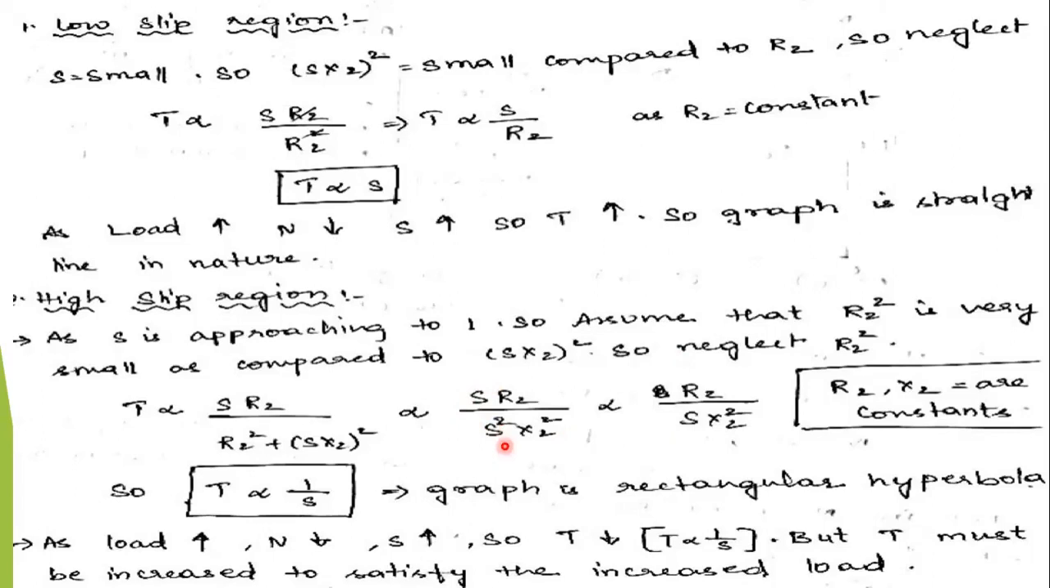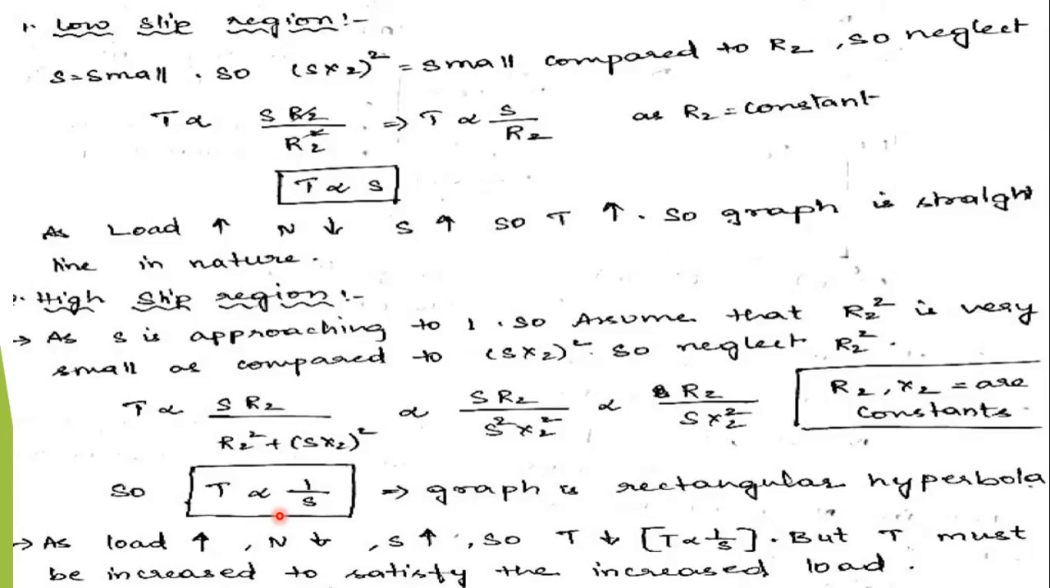So in the denominator, S square, S. One S will be cancelled out in the numerator and the other in the denominator, and the remaining S will be in the denominator. So torque is directly proportional to 1 by S here. That means torque is inversely proportional to S, we can tell. So torque is inversely proportional to S there.